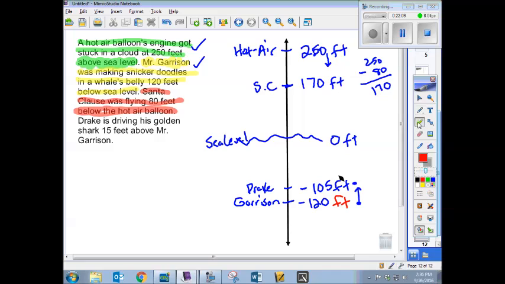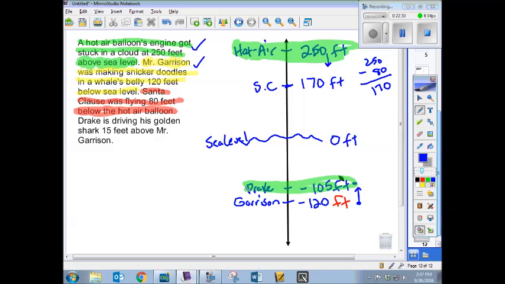Everybody got that? Okay, now, the question would be, what is the vertical distance? If I'm looking right here, what would be the vertical distance between Drake and the hot air balloon? How would I figure that out? You don't have to do the math in your head, but how would you figure out the distance between Drake and the hot air balloon here? Ryan? I would add them. You would add their absolute values, right?